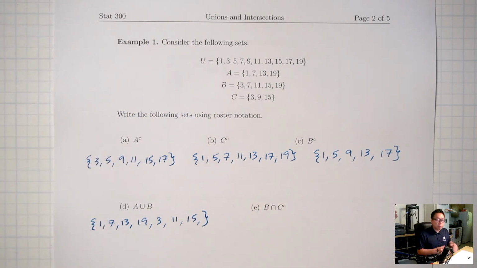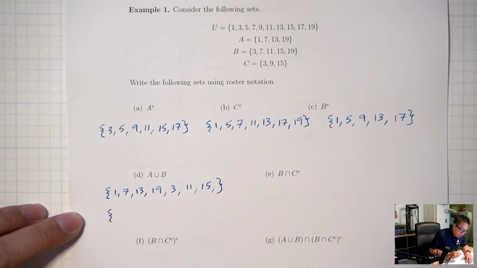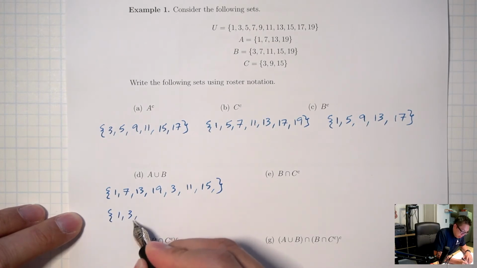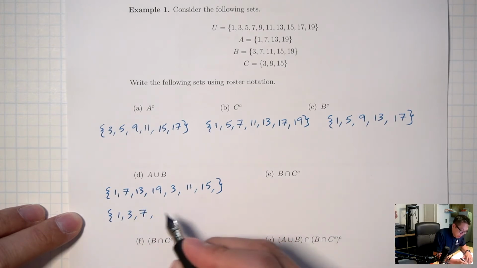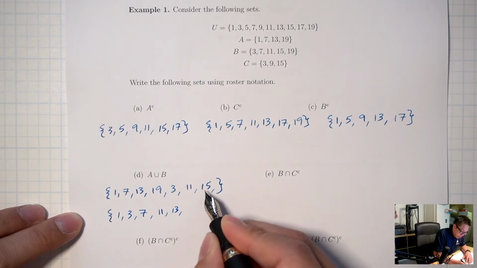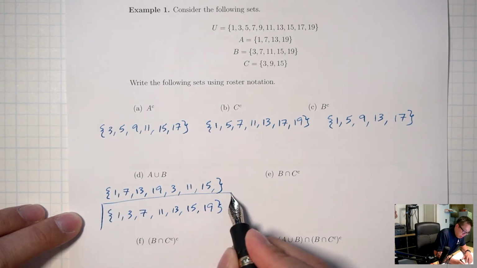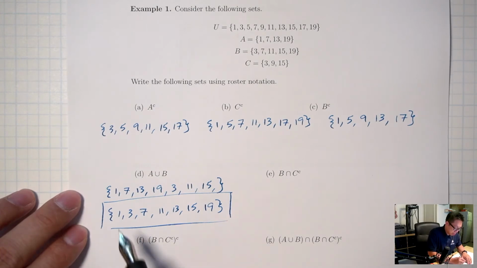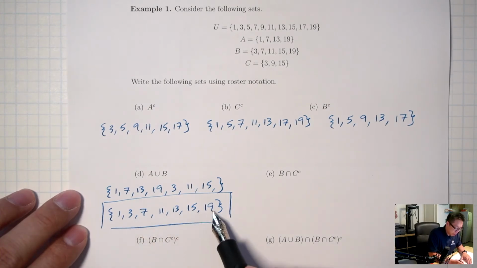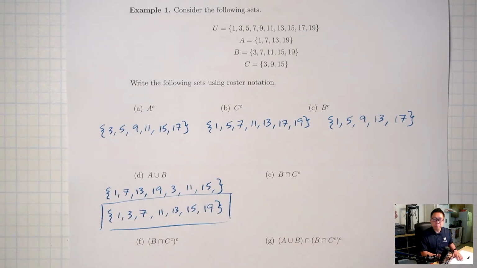And then one extra step is I want to put things in order. So in order, it will be 1 first, 3, 7, 11, 13, 15, 19. And just to double check, make sure I have everything. So there's 1, 2, 3, 4, 5, 6, 7 numbers. And then here, 1, 2, 3, 4, 5, 6, 7. Okay, so I think I have everything.